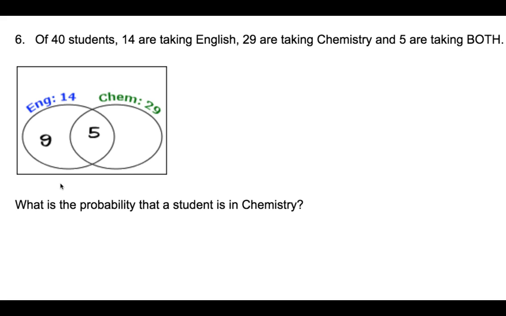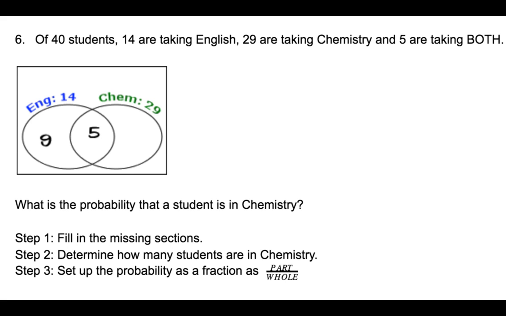But what I want you guys to do is actually go ahead and tell me the probability that the student is in chemistry. So find the probability that a student is in chemistry. If you need some help, these are the steps you can follow. So the first thing you're going to do is fill in the missing sections. So there's a couple things we know. We know that there's 40 students. We know there's 14 in English. We know there's 29 in chemistry. We know there's 5 in both, which means there's only 9 in English, which means you can find this one to find how many are in only chemistry. You can also find how many people are out there, how many are in neither English or chemistry. But yeah, so you're going to fill in those missing sections.